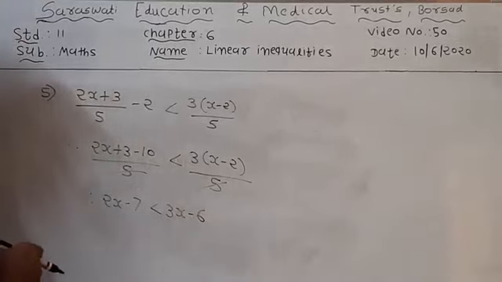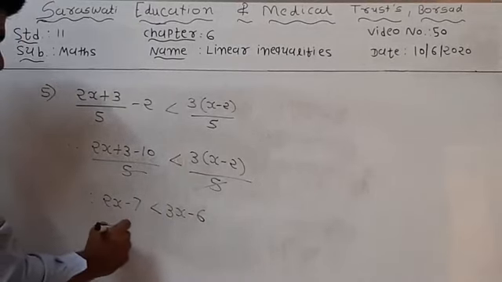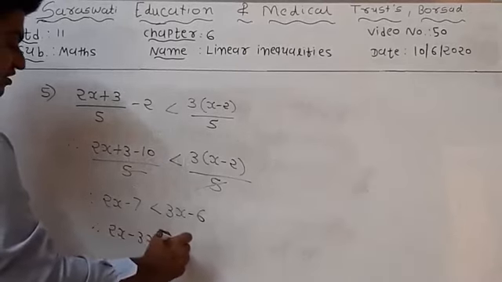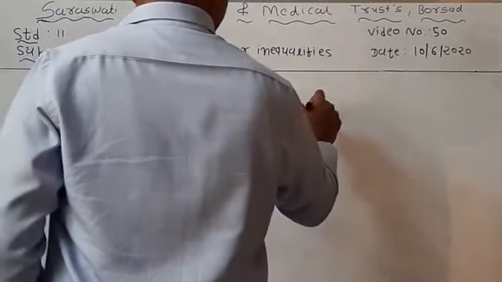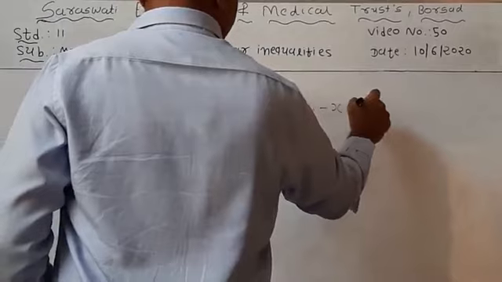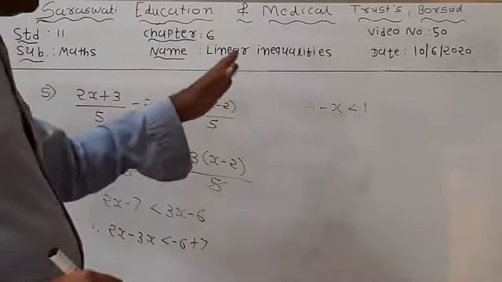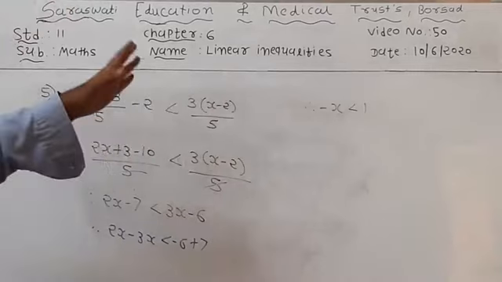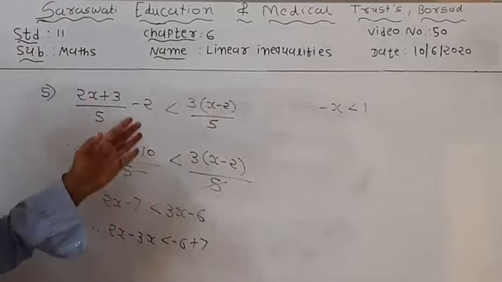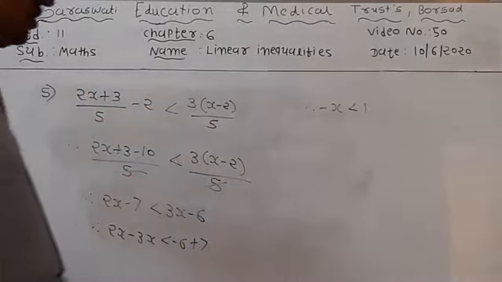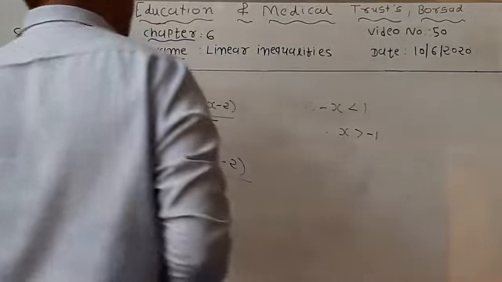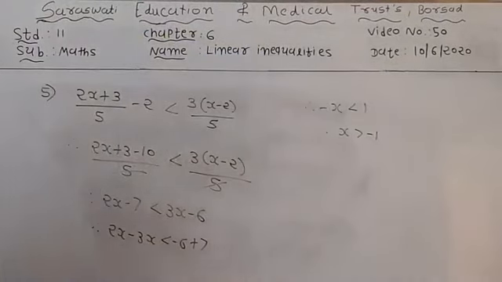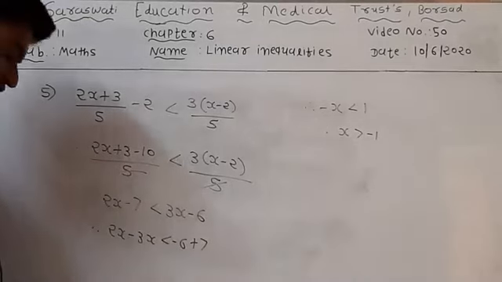Now x terms written on one side and the remaining constant terms on the other side. So 2x minus 3x less than minus 6 plus 7. 2x minus 3x, that means minus x less than 1. Now again x is the variable and a minus sign is present, so remove this minus sign: multiply by minus on both sides, therefore x greater than minus 1. So our final answer: x greater than minus 1. Next question.